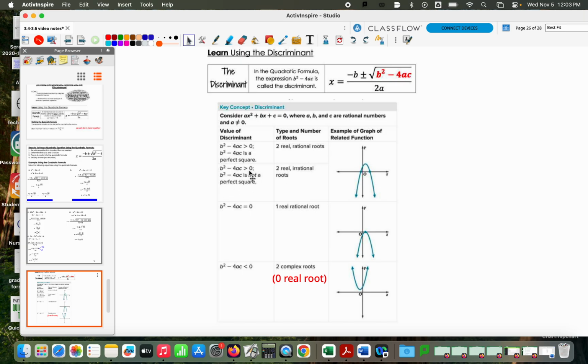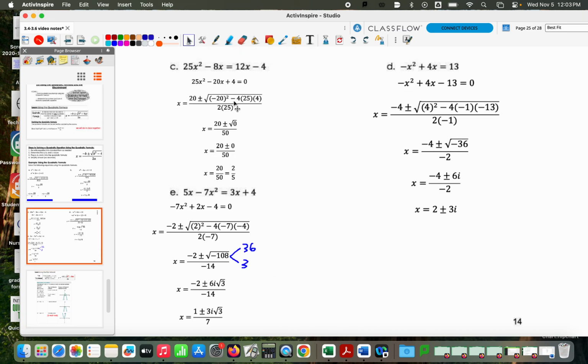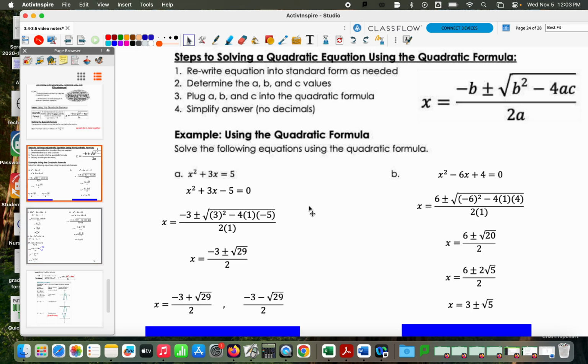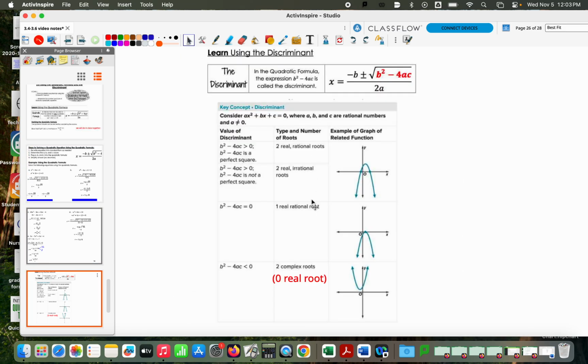If it's something you can't square root, it's not a perfect square, then they'll be irrational, kind of like what we saw over here. Sorry, back another page. We had the square root of 29. We can square root it. It's just going to be an irrational number. Here again, an irrational number for these guys here. Okay. If the b squared minus 4ac gives you 0, it tells us that they'll hit the x-axis just 1 time. So there's only 1 real rational root, 1 real answer.